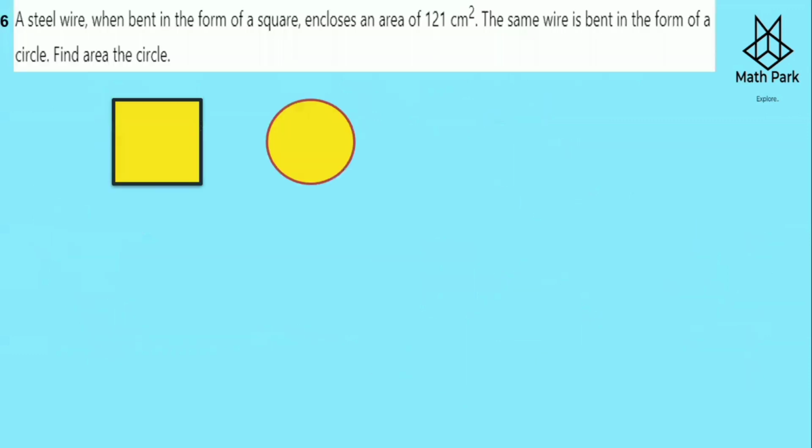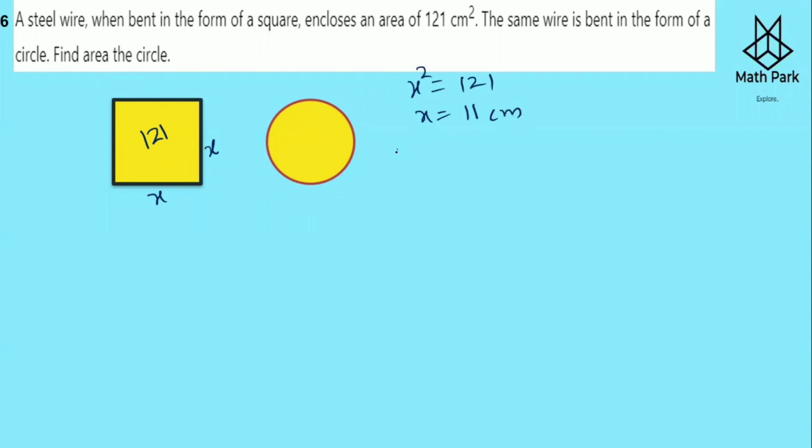A steel wire is bent in the form of a square and encloses an area of 121 centimeter square. The same wire is bent in the form of a circle. So that means the perimeter of the square is the same as the perimeter of the circle, and you are asked to find the area of the circle. Let us take the side of the square as x. Since the area is given, x square is equal to 121. So x is equal to root of 121, which is 11 centimeter, the side.